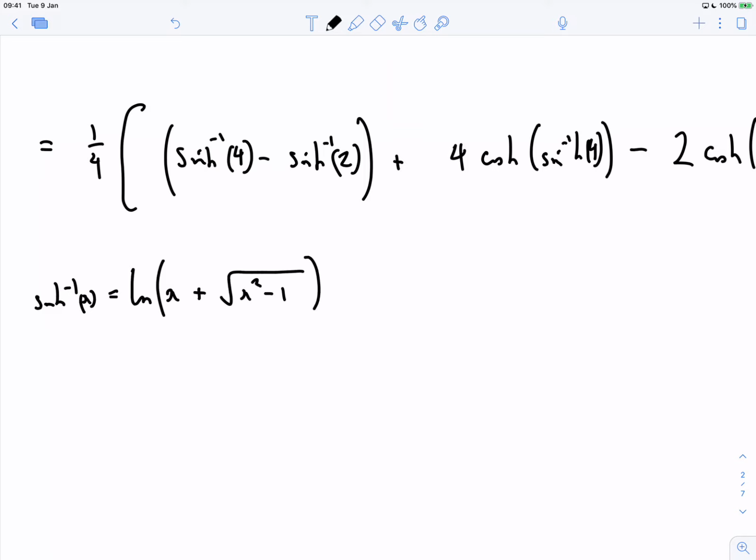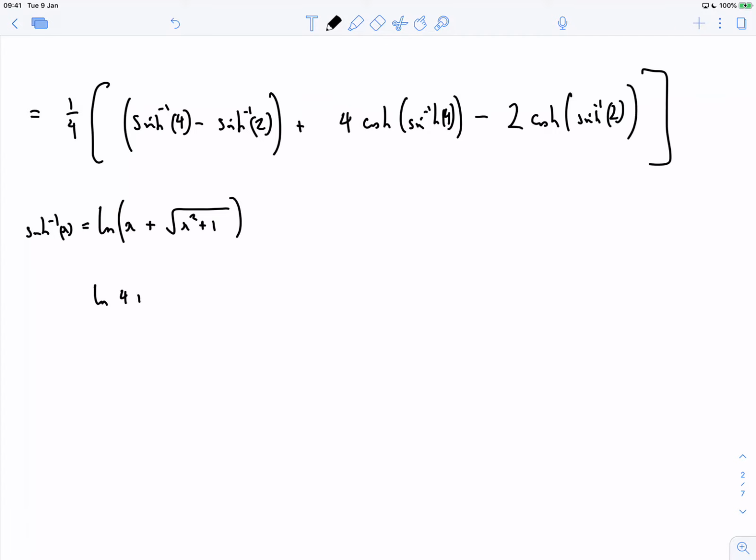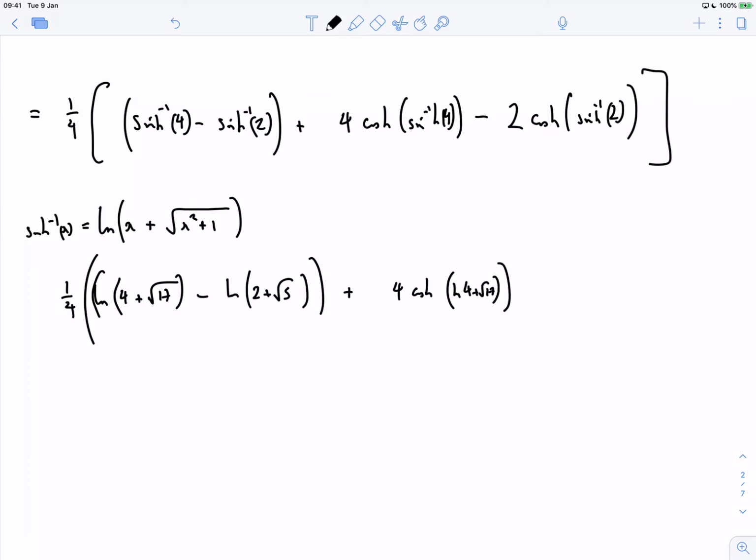Where is it? Inverse sinh. Okay, it's a plus. Cosh is the minus 1. Okay, so inverse sinh of 4 is ln of 4 plus the square root of 4 squared plus 1, which is 17. And then minus ln of 2 plus root 5. So it's a quarter of this thing, plus 4 lots of cosh of the inverse sinh, so it's going to be ln of 4 plus root 17, and then minus 2 cosh of ln of 2 plus root 5.